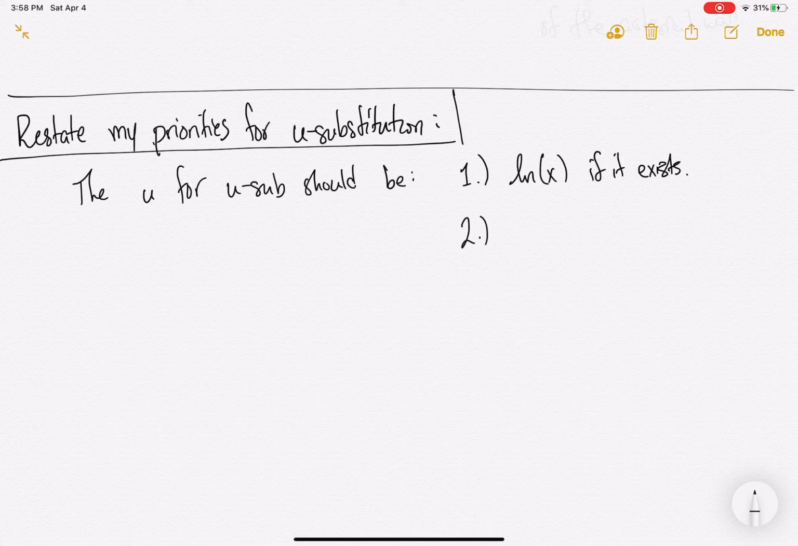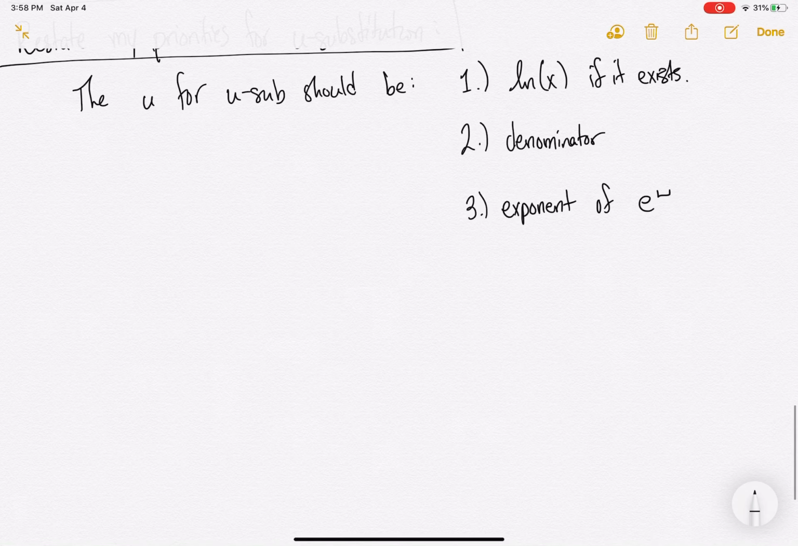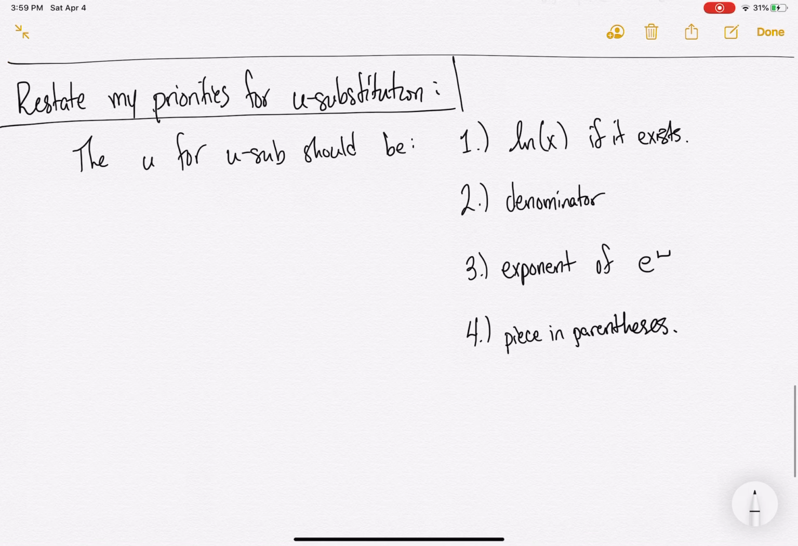So step 2 is a denominator. 3 is the exponent of e to the blank, right? And step 4 is the piece in parentheses. So that's kind of a safer way of thinking about u subs, is if a natural log exists, that is what your u should be almost all the time.